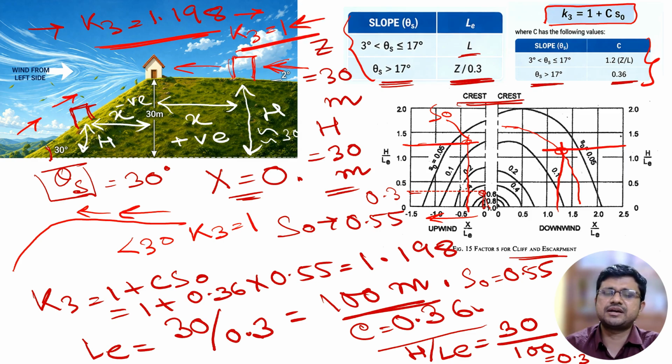And in that way we can calculate the value of K3 for any problem, for any condition. Just by using these equations we can calculate the value of K3. So I hope you were able to understand how to calculate the value of K3 for different conditions. These calculations are very simple, but still if you have any problem, you may ask the question in the comment box.